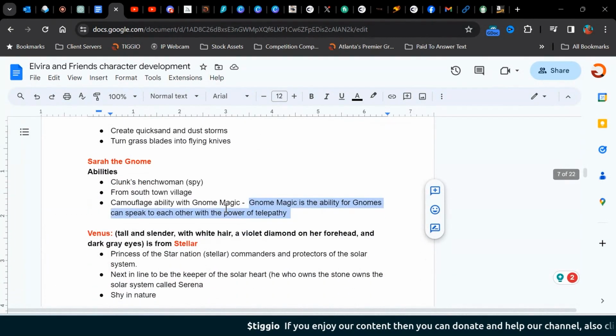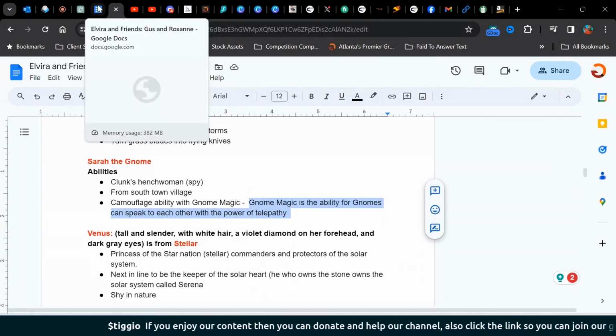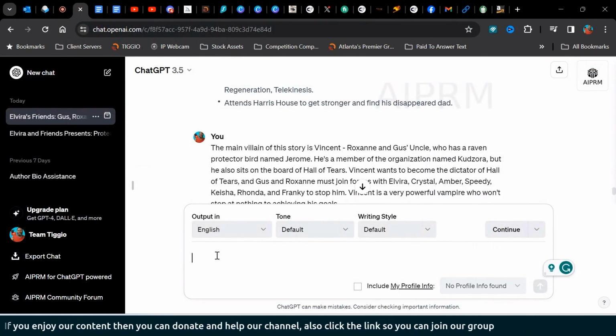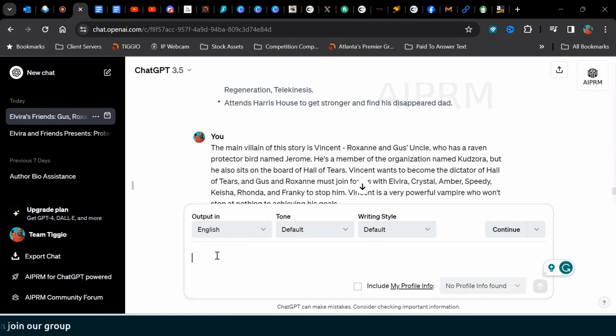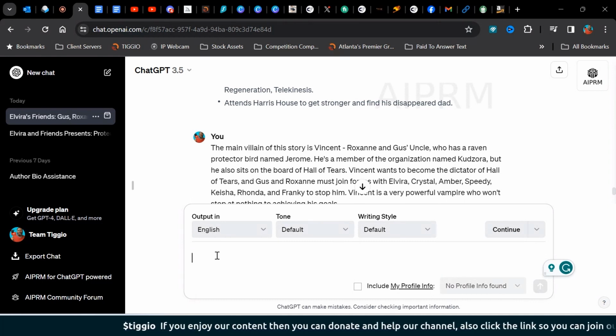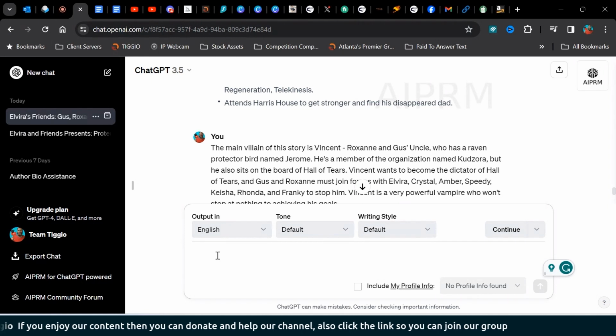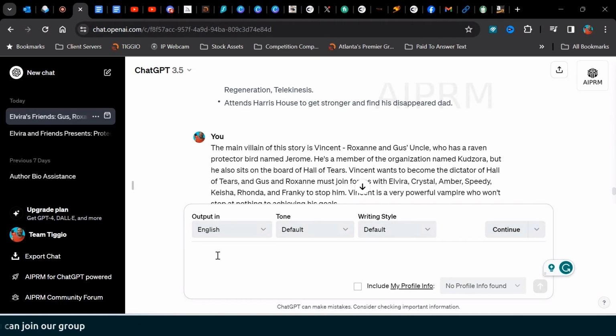So we need to give Vincent a gnome as well. All right. So let's give Vincent a gnome. So you want to take your time. You're doing a book. You're doing probably a 150, 200 page book. Elvira and Friends, Proteus and P Funk probably would be 150 pages by the time I'm done. That's not a small book. That's a lot of planning, right? So, all right, let's give Vincent a gnome who would act as his spy. And let me come up with a name. Let's come up with a name.